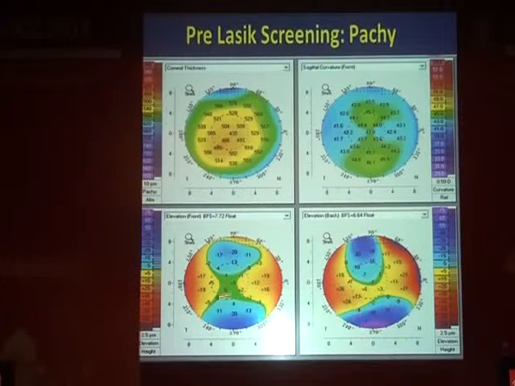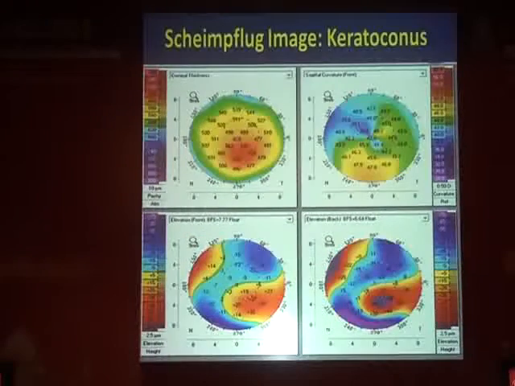Then we have the anterior elevation or front elevation, which is normal. Again the back elevation, which is normal. But if you look at the thickness map, the thinnest point is quite eccentric and the thickness is less. So again this is not a good candidate for refractive surgery. LASIK is basically going to cause ectasia.